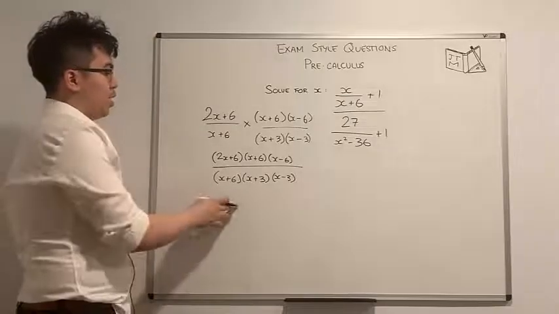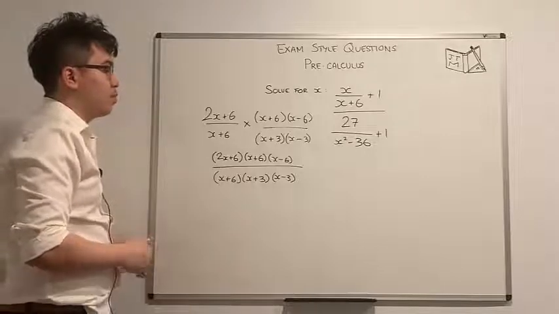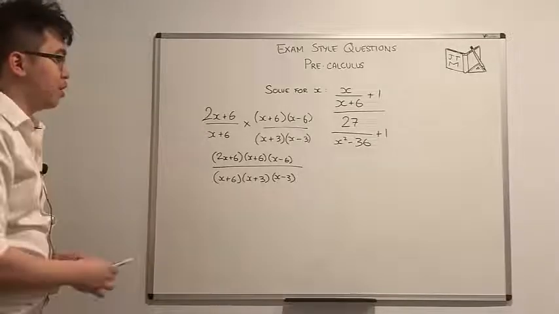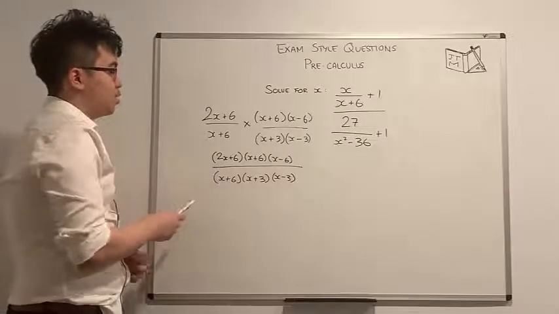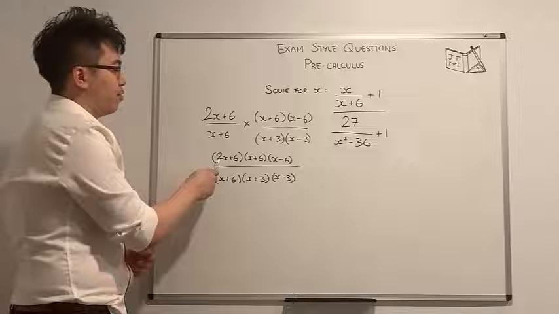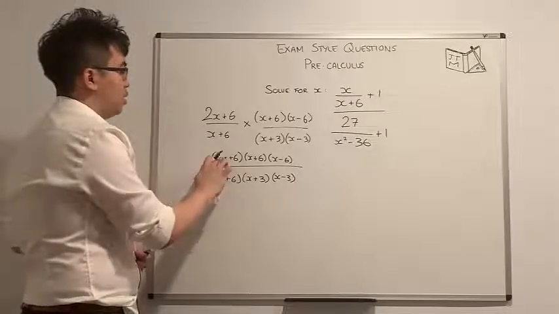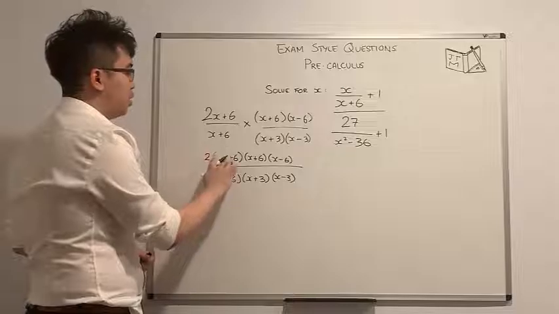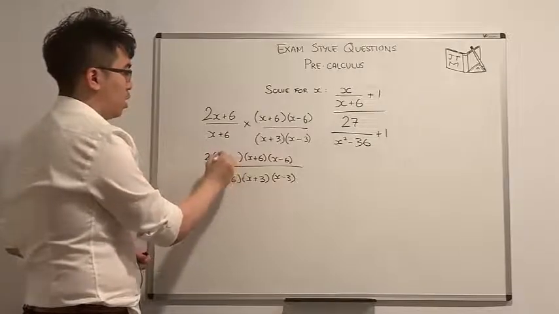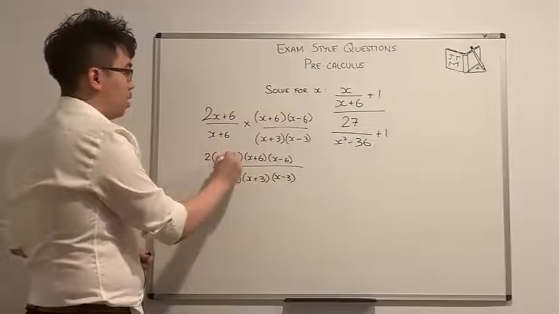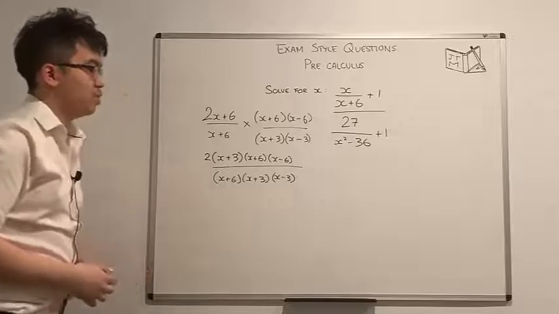Now I noticed that there's one factor in here which is not prime just yet. It is not completely factorized, and that would be the 2x plus 6. This is because I can take 2 out of 2x and I can take 2 out of 6. So let's go ahead and do that. Take the factor of 2 out. I'm going to have 2 bracket x plus 3.